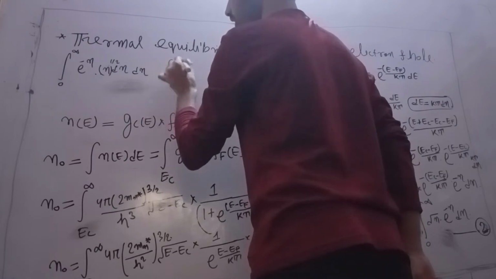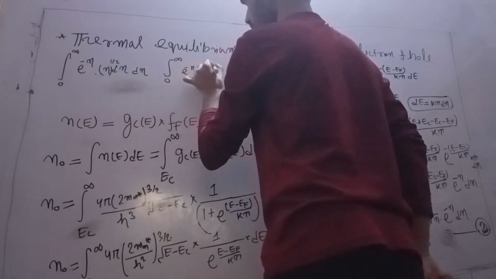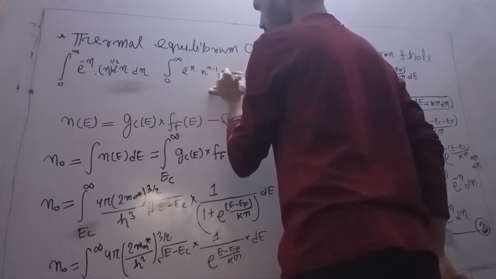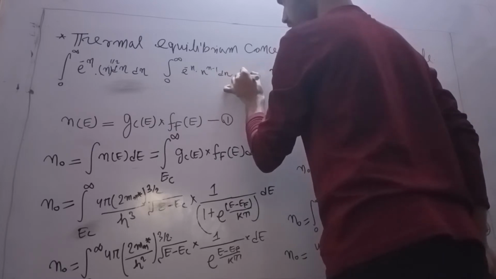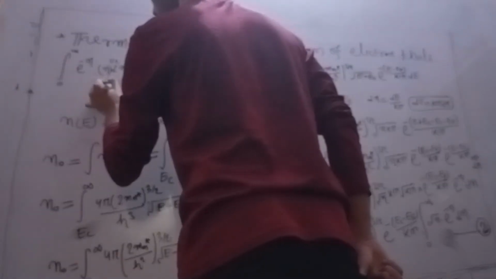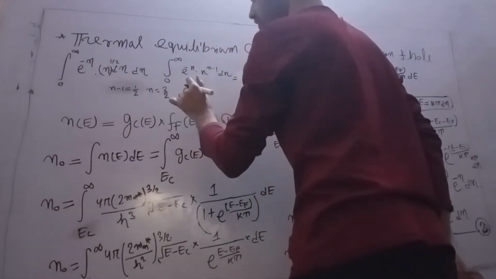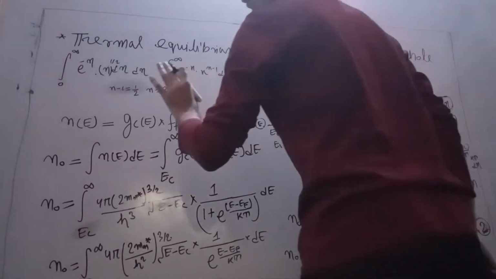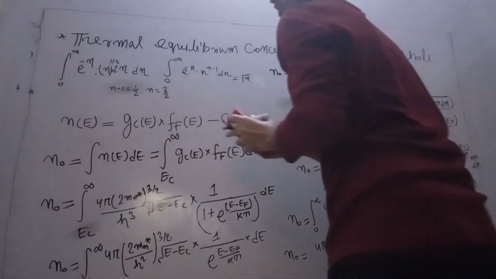If you see in mathematics, what is there? 0 to infinity e to the power minus x into x to the power n minus 1 dx, which is nothing but gamma n. So similarly here, with eta, n minus 1, how much is there? n minus 1 is equal to 1 by 2, that is n is equal to 3 by 2. It means it is gamma 3 by 2. Yes, this is gamma 3 by 2.